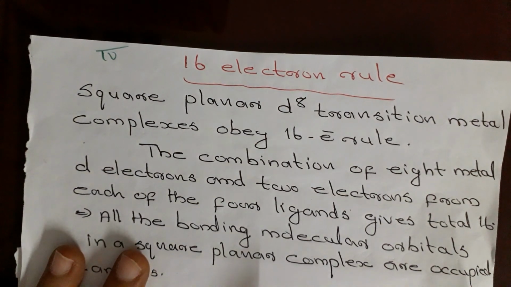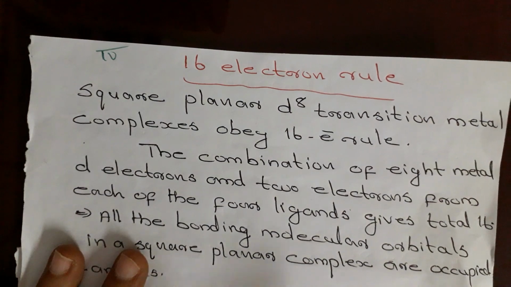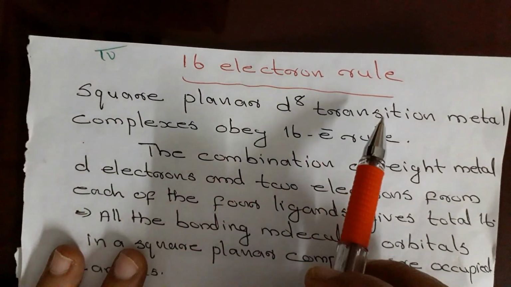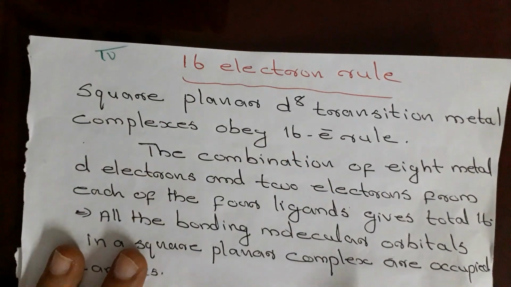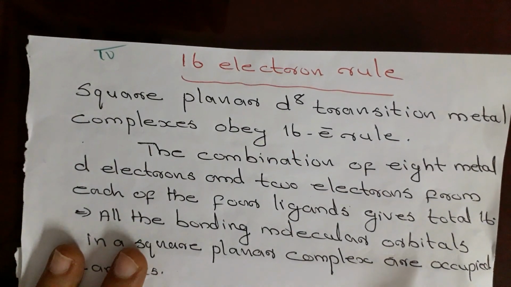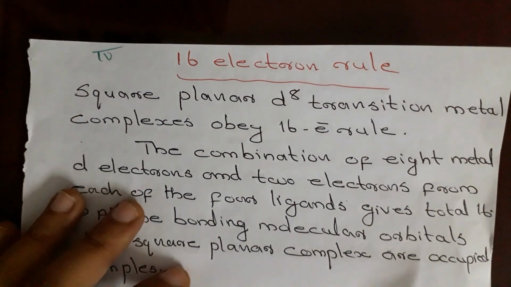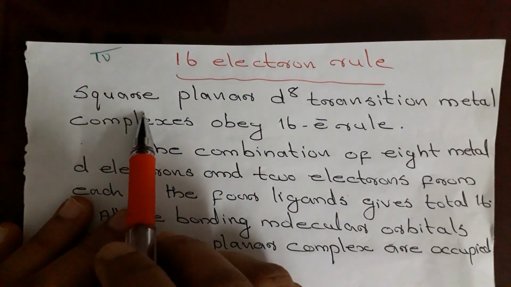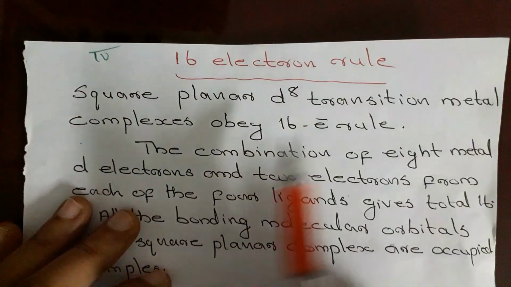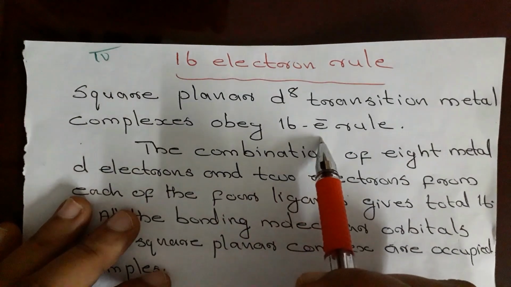Hello students, in this session I am going to discuss the 16 electron rule and electron count according to the oxidation state method. The 16 electron rule is an exemption case of the 18 electron rule, that is, square planar d8 transition metal complexes obey the 16 electron rule.